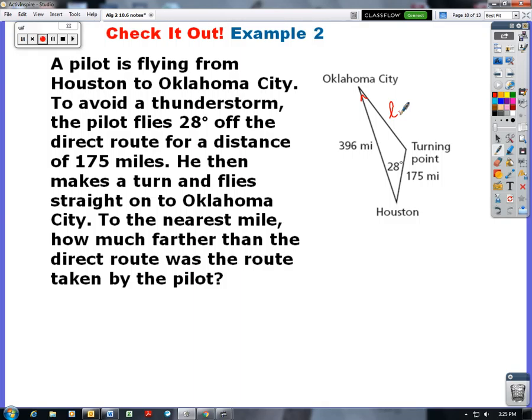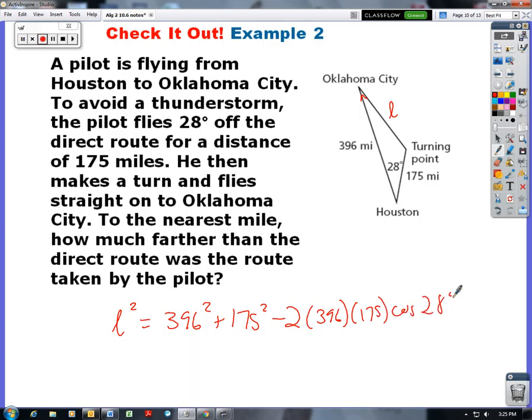We've got side angle side again, don't we? Side angle side. So you can set it up with the law of cosines. L squared equals 396 squared plus 175 squared minus 2 times 396 times 175 cosine of 28 degrees. You can plug all that in the calculator at once, get an answer, and then take the square root. And then you get L equals 255 miles.